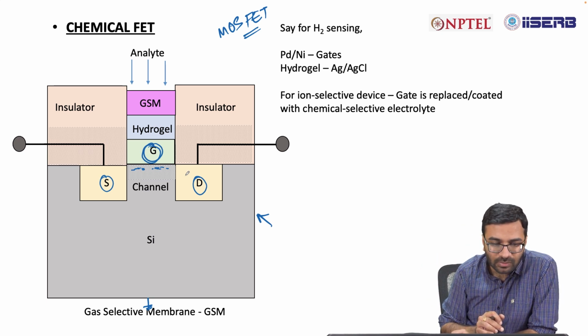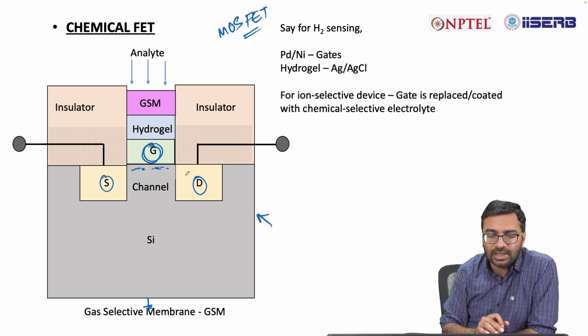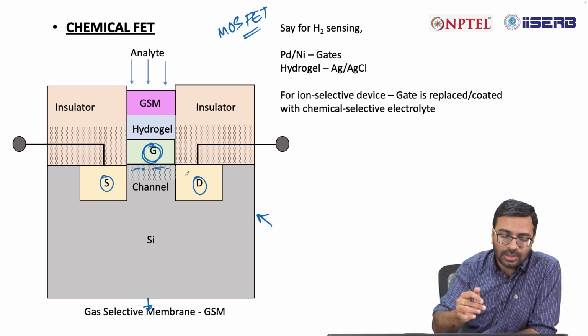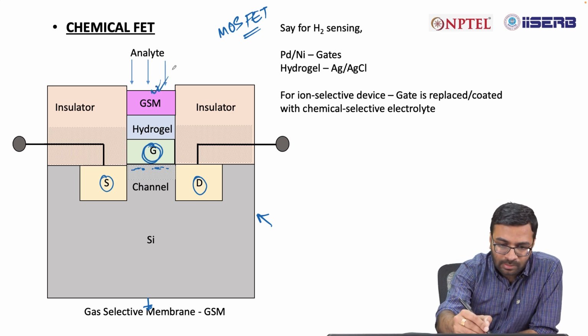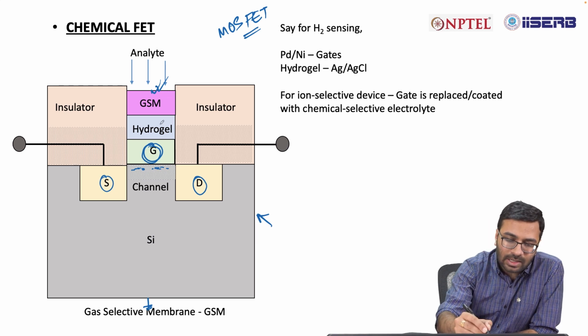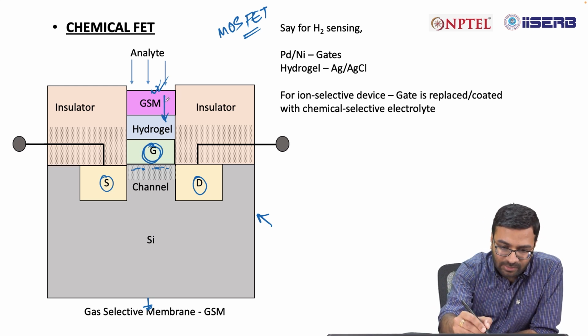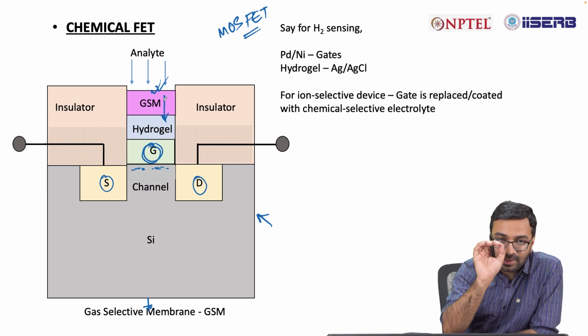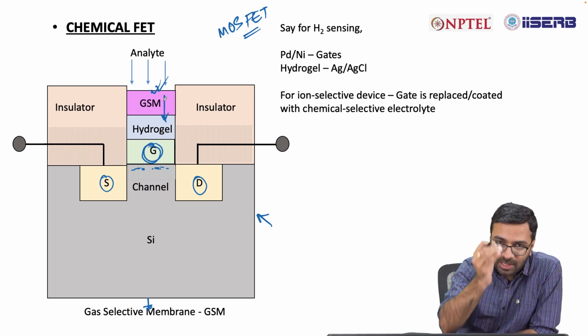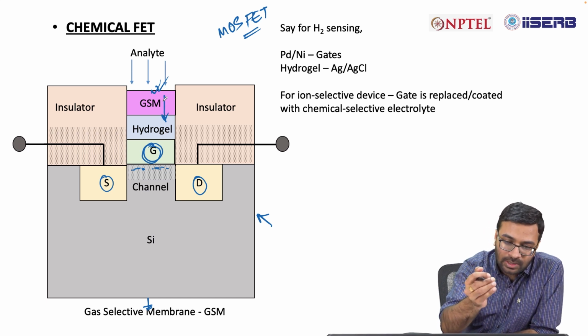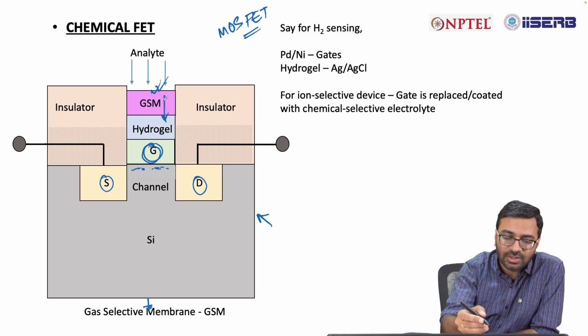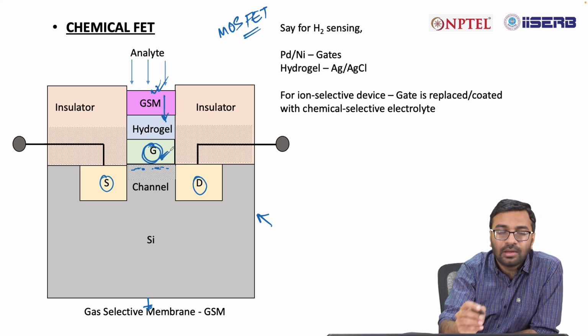Okay. Now, in this setup, one may use a gas selective membrane and then a hydrogel, the way it is shown, on top of the gate electrode. Because this membrane is gas selective, it will only allow a specific gas to pass through it. Once the gas passes through it, it changes the potential of the gate.